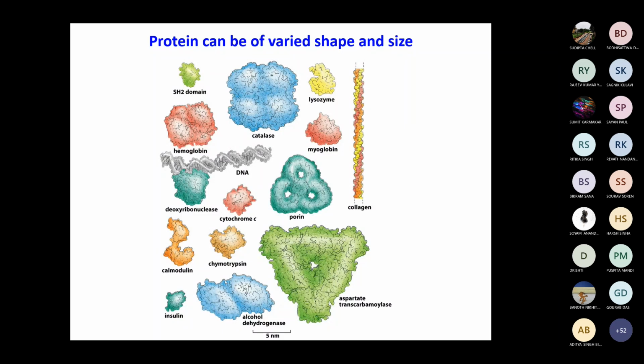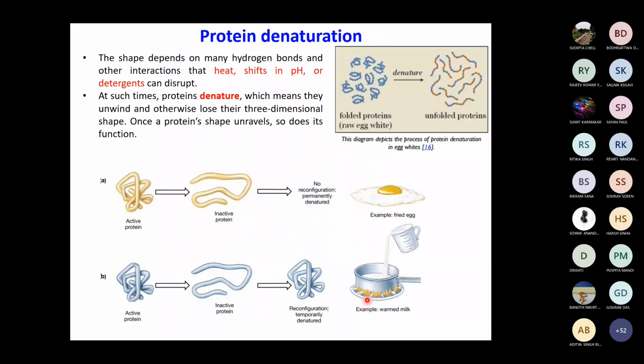So proteins can be of very varied shapes and sizes. As you can see in this figure, different shapes of proteins are there. Some are small, some are big. You can see the structure of the hemoglobin protein that is found in your blood. And then you can see the collagen protein, which is a triple helix. Then myoglobin, and then many more, catalase and enzymes. Then you have other structures over here, which are insulin and all. So proteins come in different forms.